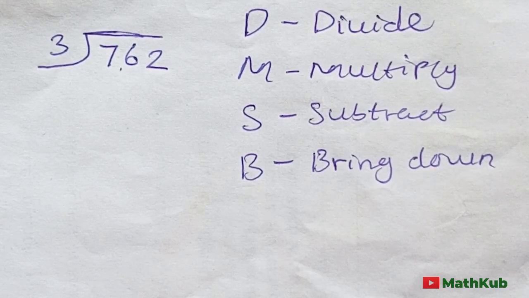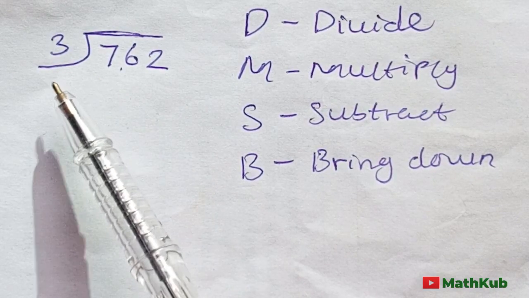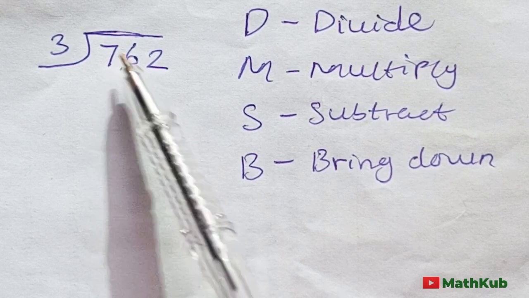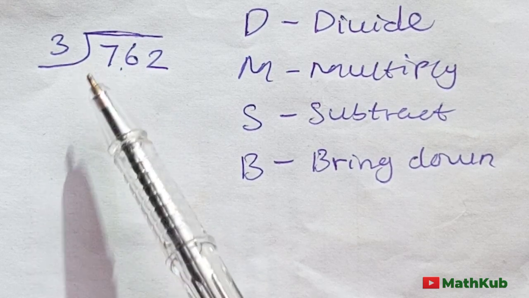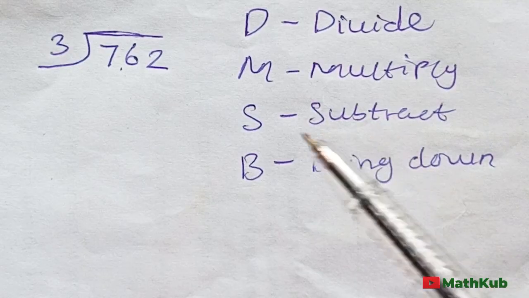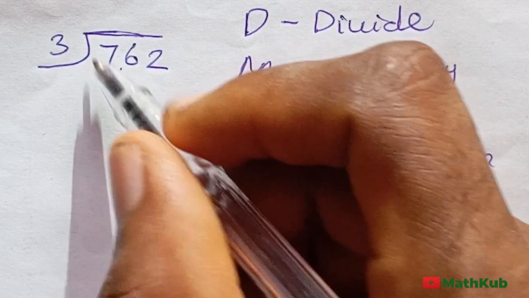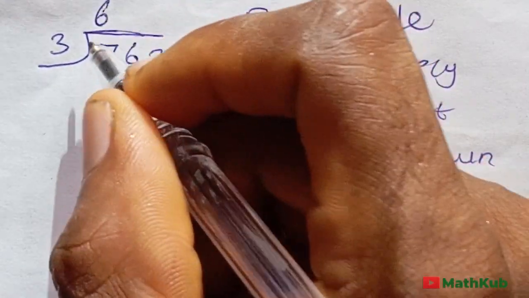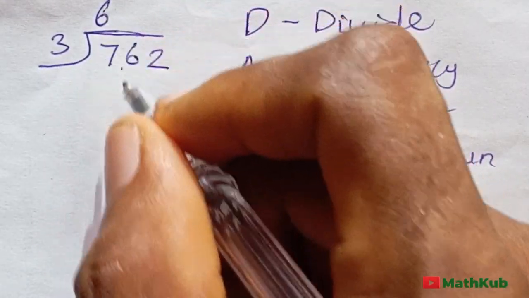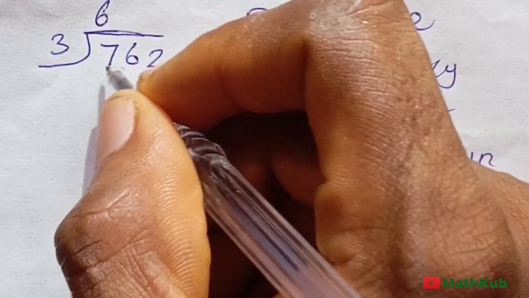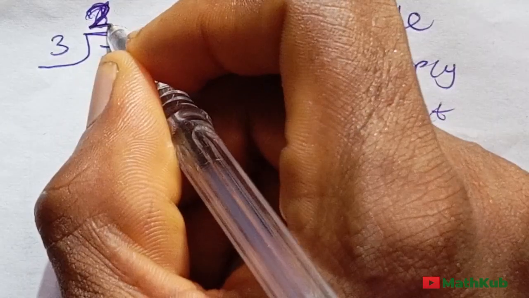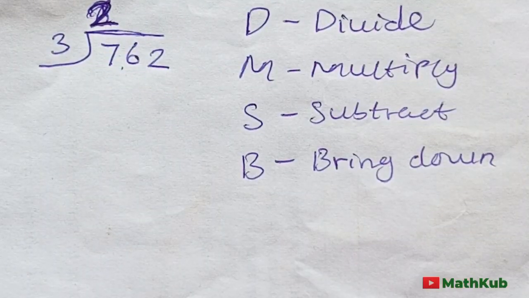3 cannot divide 7. So what exactly are we going to do? 3 can go into 7 how many times? We have 3 times 2 is 6. So you write the 2 on top.